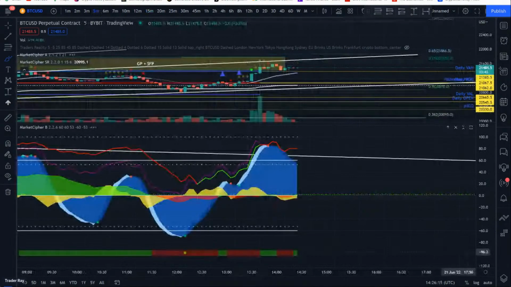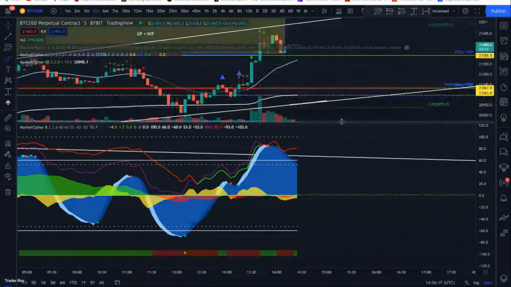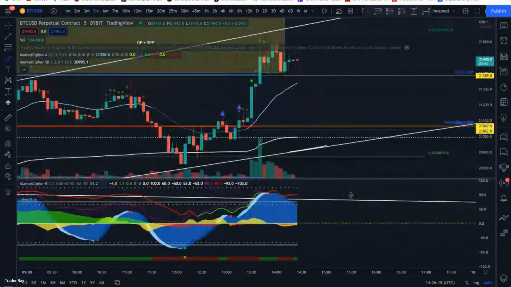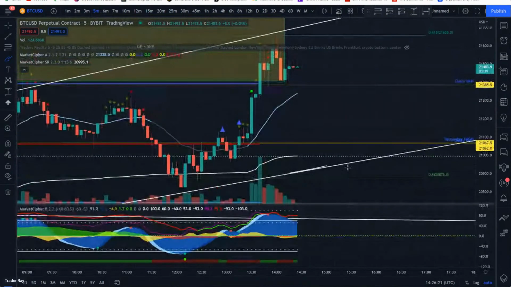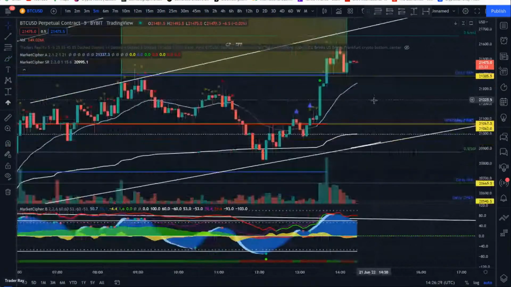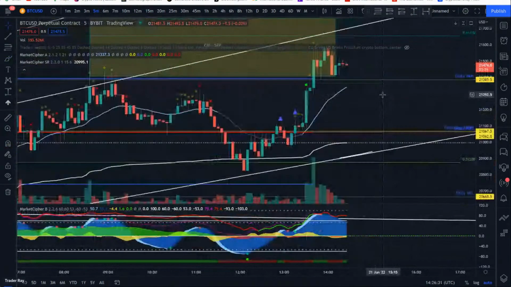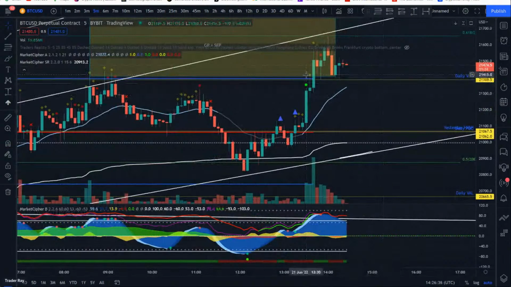Let's quickly go back to the 5 minute. Momentum wave is going a little bit lower. Money flow is still not saying anything. Like, you know, would say from Trader Reality, come on, Bitcoin, make your move. Make your move. Man, come on. We have been here now for an hour. Show us what you want.